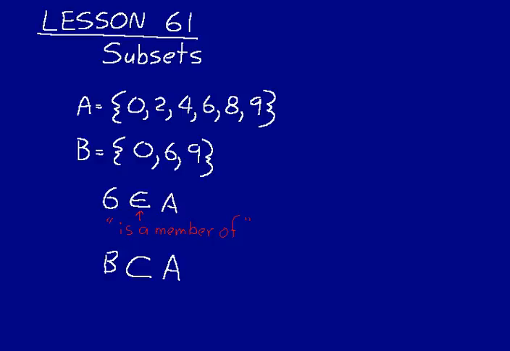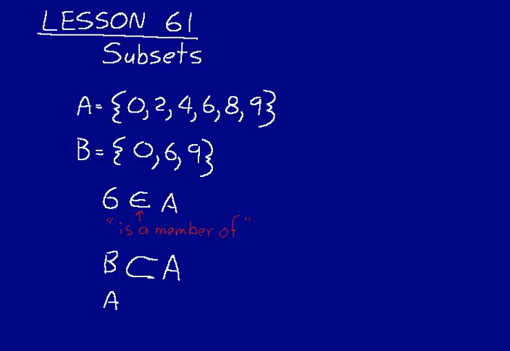That does kind of look like a C in there, so you have to really extend these lines out so that it doesn't look like you're trying to draw a C. But B is a subset of A. That's what that statement is describing. All of the members of set B are members of set A. That's why we can call it a subset. That's how a subset is defined.